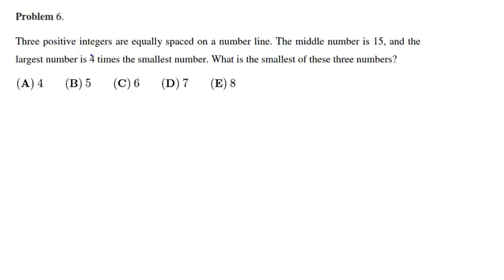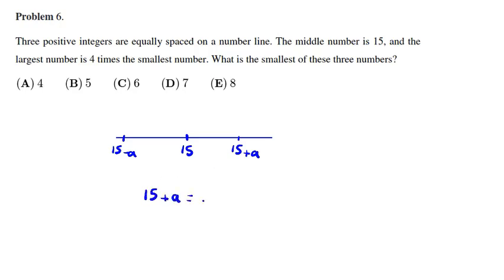Problem number 6. Three positive integers are equally spaced on a number line. The middle number is 15. So let me draw this. We have 15 and equally spaced. So for example, it is 15 plus A, 15 minus A, and all of them are positive integers. And the largest number is 4 times the smallest number.